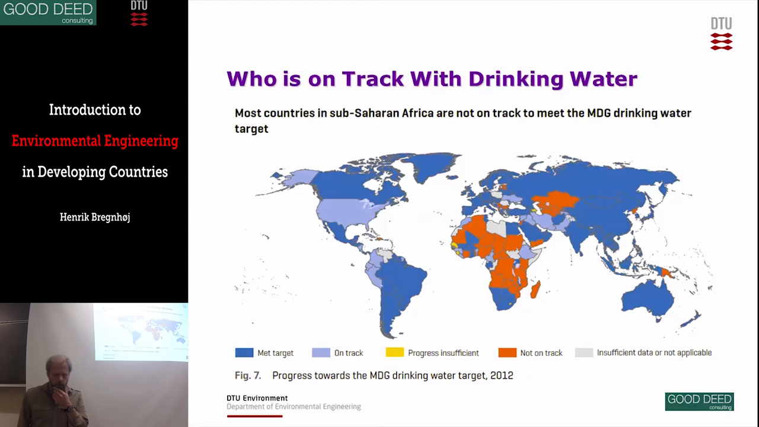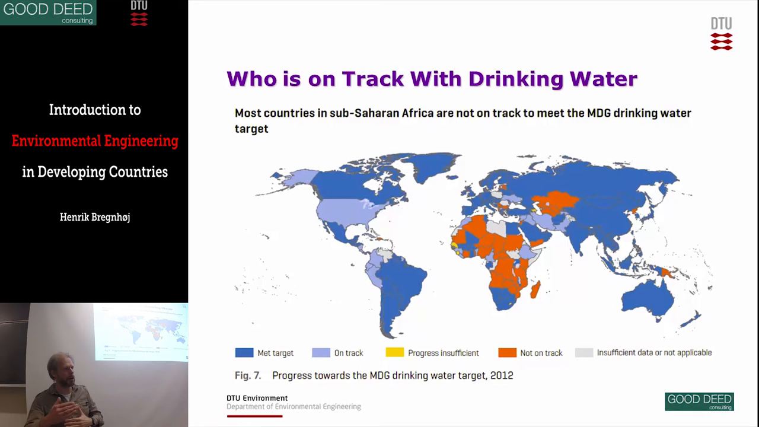If we look at those country by country, who is on track to reach the Millennium Development Goal? Either you have already met the target, that's the blue one, or you are on track to meet it. The numbers are from 2012. There's a bit of delay in the results here. So from 2012, you could see that some are on track. They would reach their goal, their target of reducing to only half of the population who has not access.